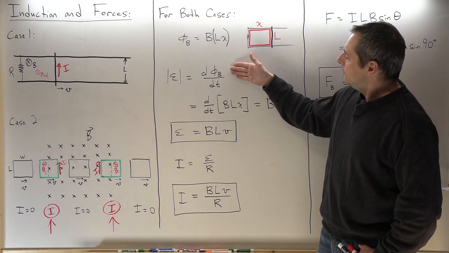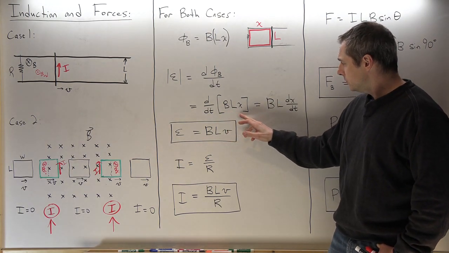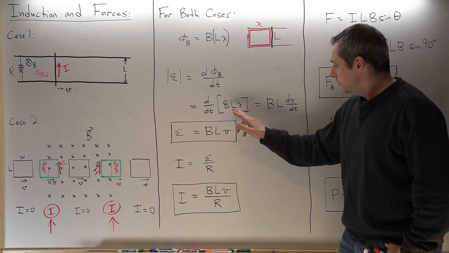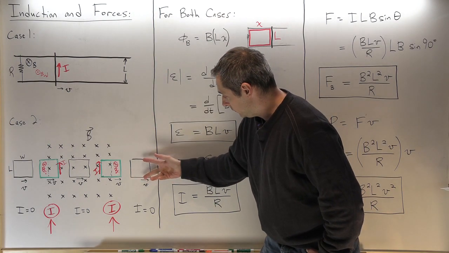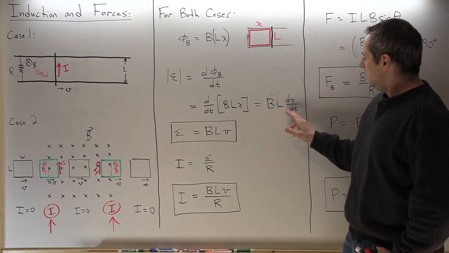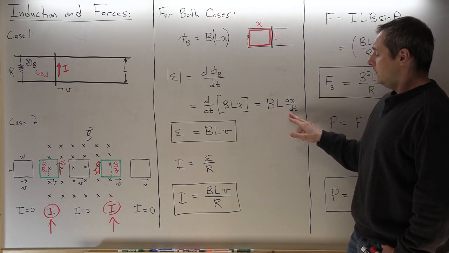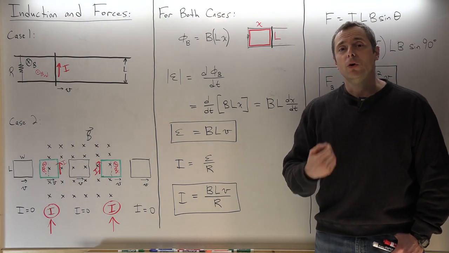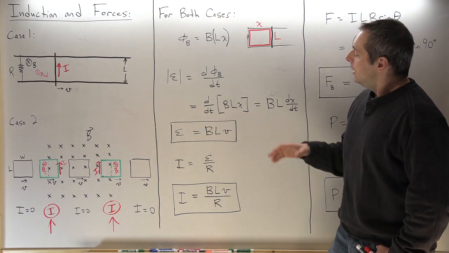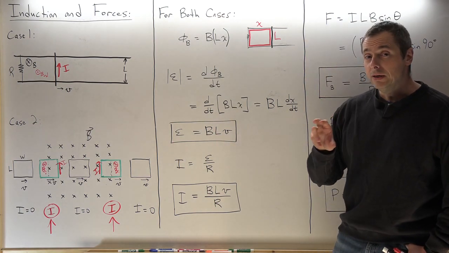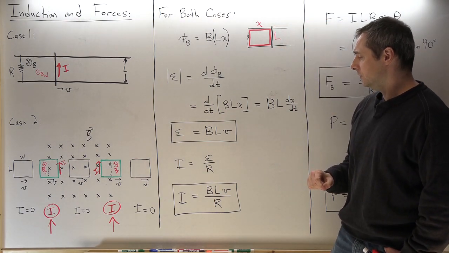I have to take the derivative of the flux with respect to time, and so the flux is BLx. So B is constant. The length here is constant, the distance between the rails or the size of this loop here. So the only thing the derivative applies to is the coordinate x. dx/dt, of course, is velocity. So that is the voltage induced in a coil with movement involved: BL times the speed at which the coil is going in or out of the magnetic field region, or the speed at which this bar is sliding.